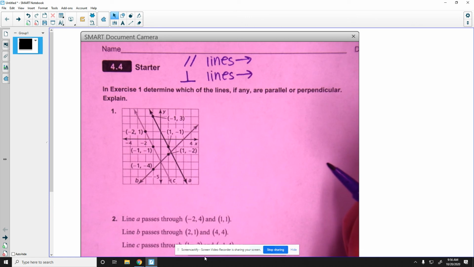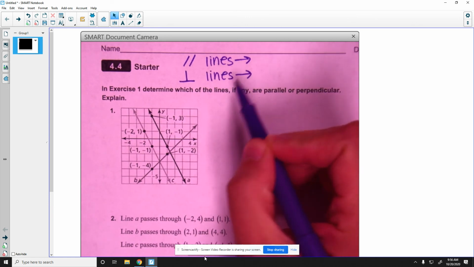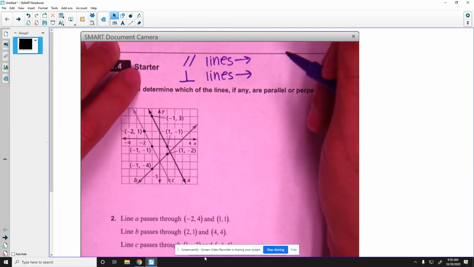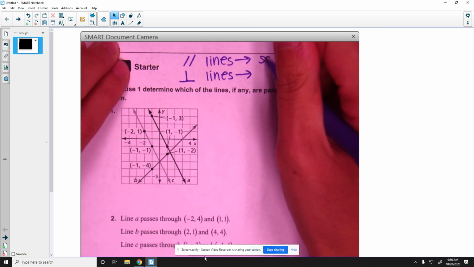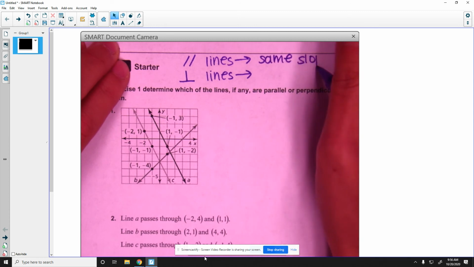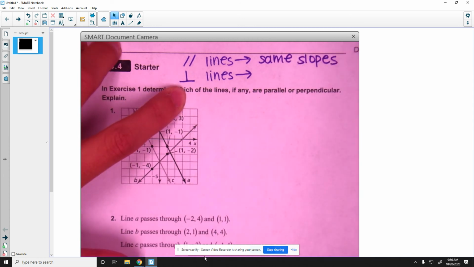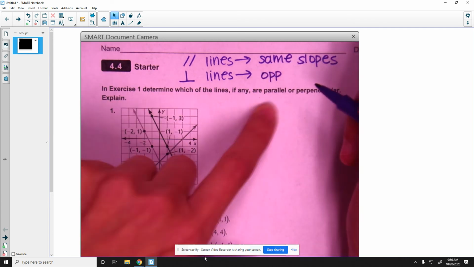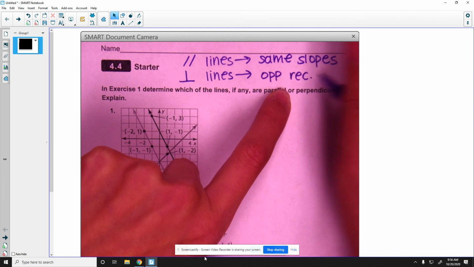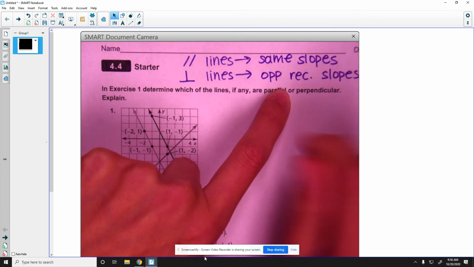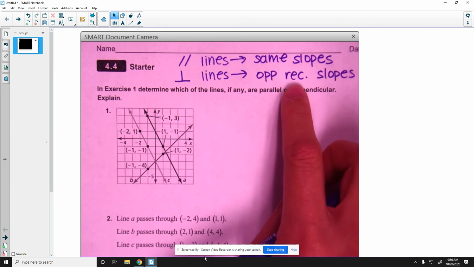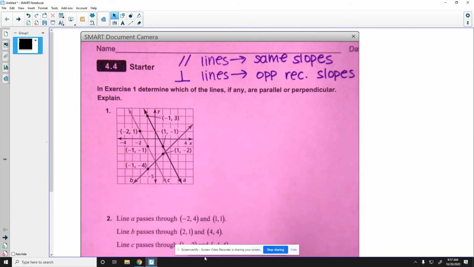Does anyone remember the rules? It's something about the slopes. What do you think, Garrett? For the parallel, they have identical slopes. Do you know the thing about the perpendicular? They're like opposite slopes. Yes, they're exactly opposite reciprocal slopes. If one is positive, the other is negative, and the number is flipped. Like the fraction 1/2 becomes 2/1. So two things happen if it's perpendicular.